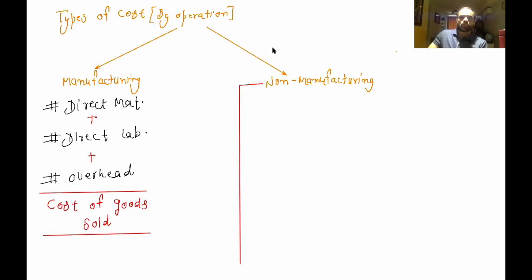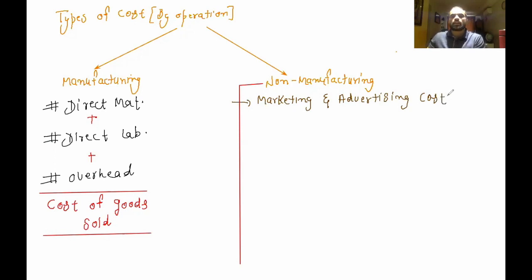So non-manufacturing cost involves marketing and advertising. Marketing and advertising cost is considered a non-manufacturing cost. All right, so whatever money we spend on marketing, advertising, banners, promotions, anything related to marketing and advertising, that is a non-manufacturing cost, and that's also important to sell your product. All right, so you cannot ignore these kinds of cost.